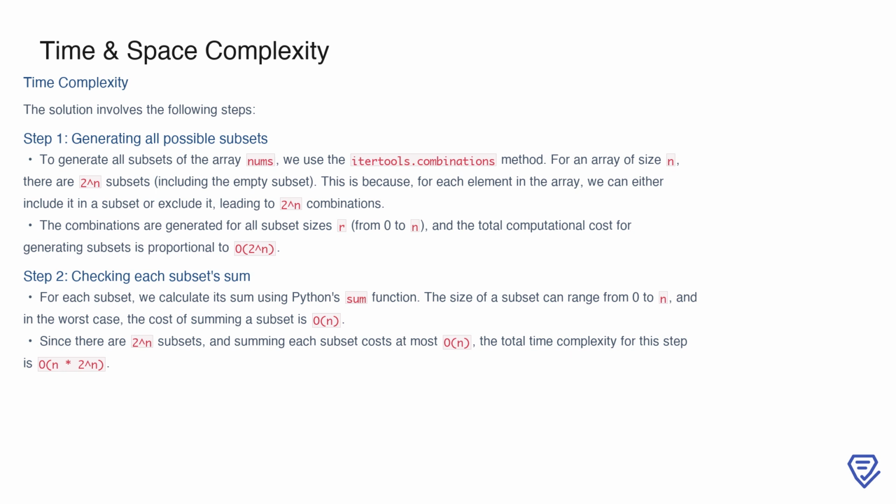Next, for each subset, we calculate its sum using Python's sum function. The size of a subset can vary between 0 and n, so in the worst case, summing a subset costs n. Since there are 2^n subsets and summing each takes at most n, the total time complexity involved in this step is n * 2^n.